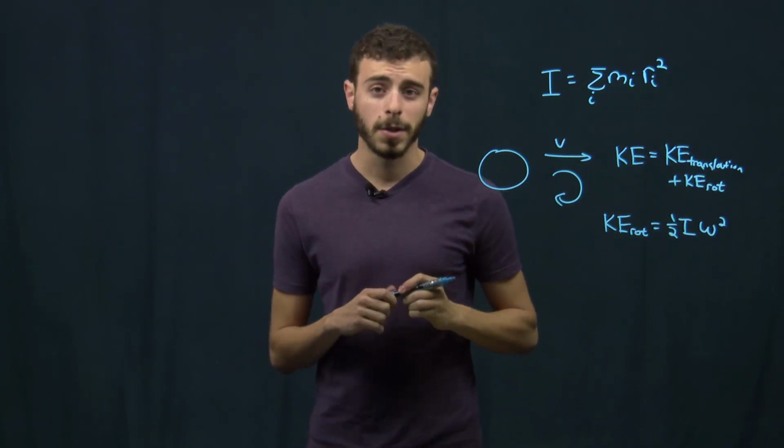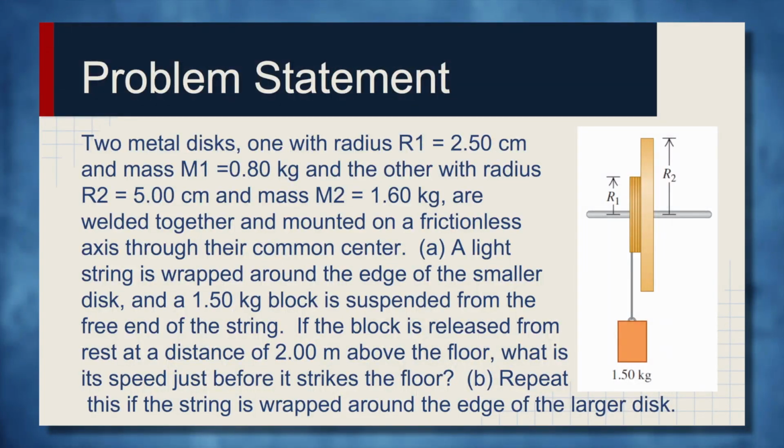So let's look at our problem statement for today, and that reads as follows. Two metal disks, one with radius R1 equals 2.5 centimeters and mass M1 equals 0.8 kilograms, and the other with radius R2 equals 5 centimeters and mass M2 equals 1.6 kilograms, are welded together and mounted on a frictionless axis through their common center. A light string is wrapped around the edge of the smaller disk, and a 1.5 kilogram block is suspended from the free end of the string. If the block is released from rest at a distance of 2 meters above the floor, what is its speed just before it strikes the floor? And repeat this calculation if the string were wrapped around the edge of the larger disk instead.